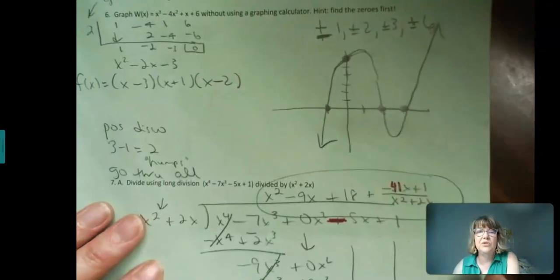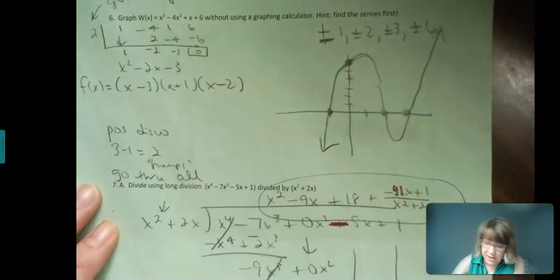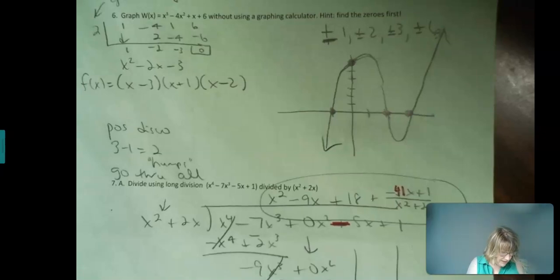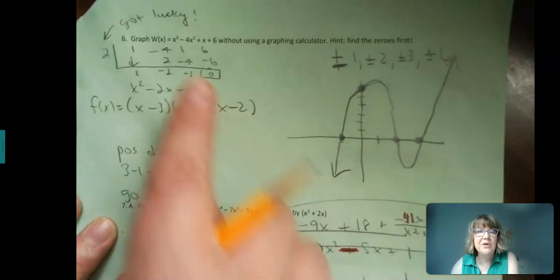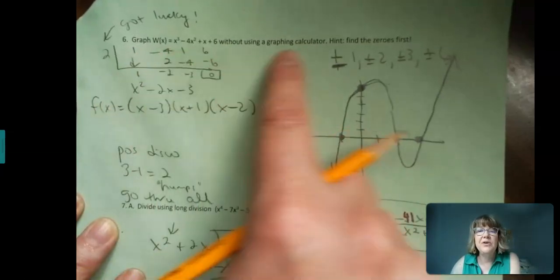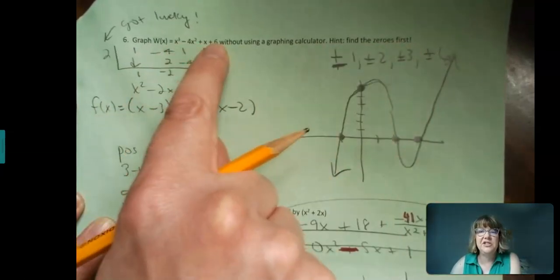Okay, so the next one says graph, and my numbering's a little different. This is an older answer key. So for you guys, I think the numbering's the same. It's just a placement on the paper. Okay, it says, without using a graph hint, find all the zeros. Okay, the last shall go first.